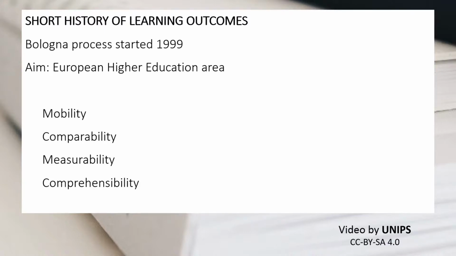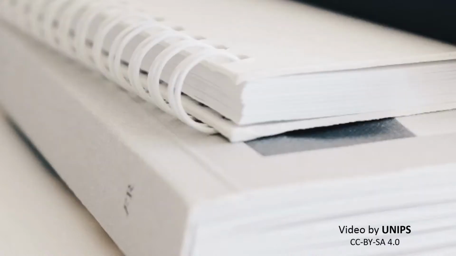For these purposes, the concept of learning outcomes was taken in use. Soon, the concept of learning outcomes became very popular in European universities because it offered a tool to describe the goals of the courses more clearly. Many universities adopted the concept to be able to describe the learning outcomes of courses and whole programs.